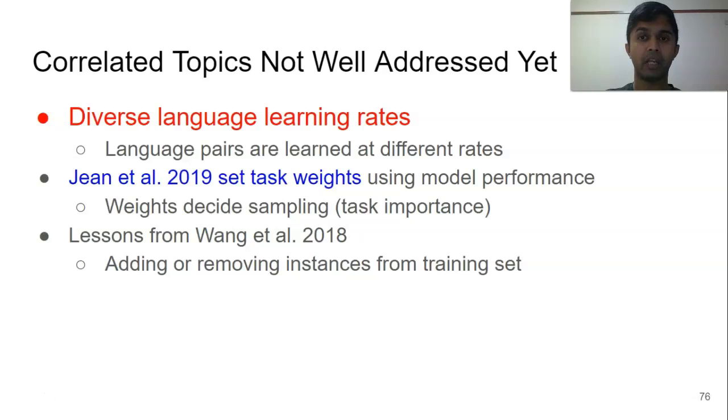This will prevent the machine translation model from overtly training on a particular language pair. We can additionally take lessons from Wang et al. 2018, where you can add or remove instances from the training set as required.